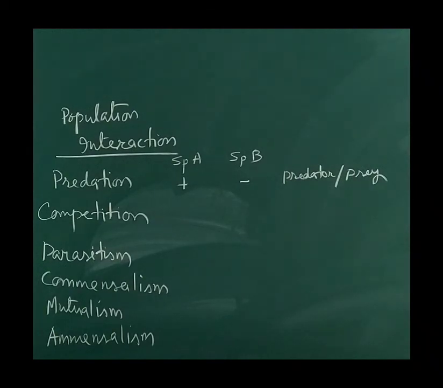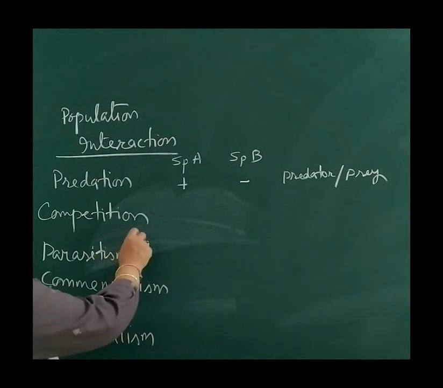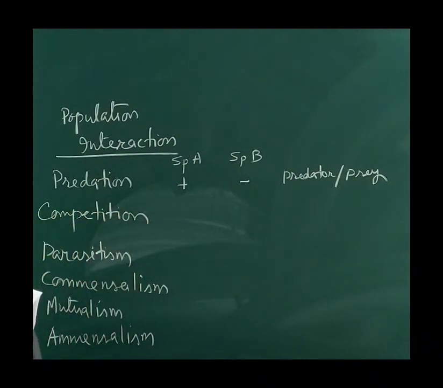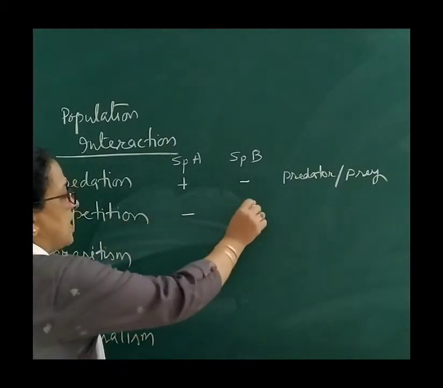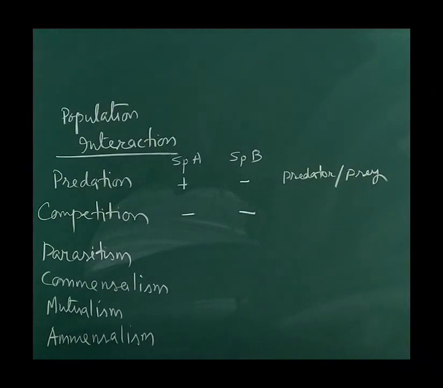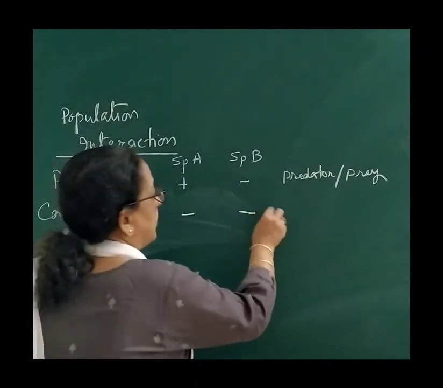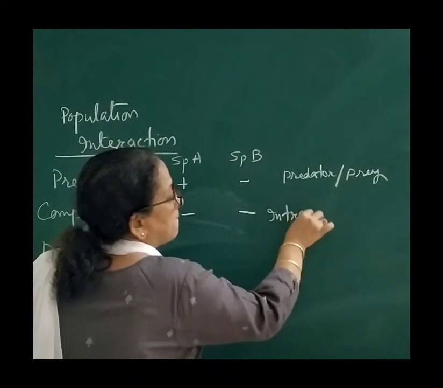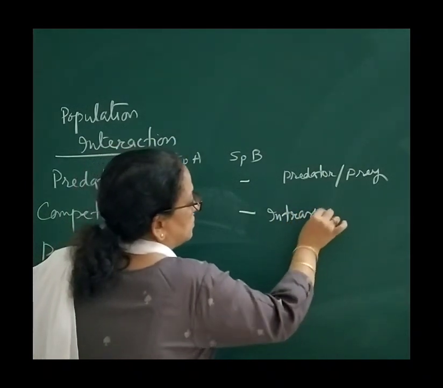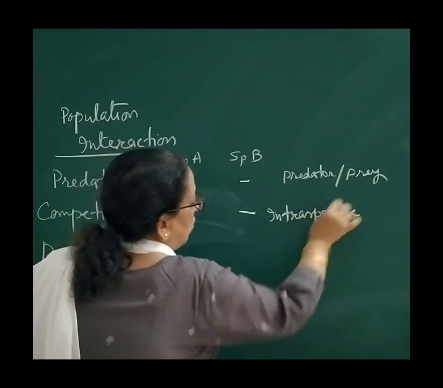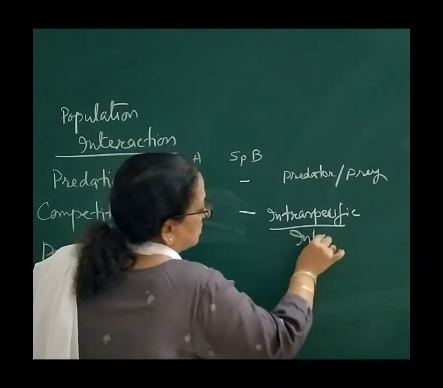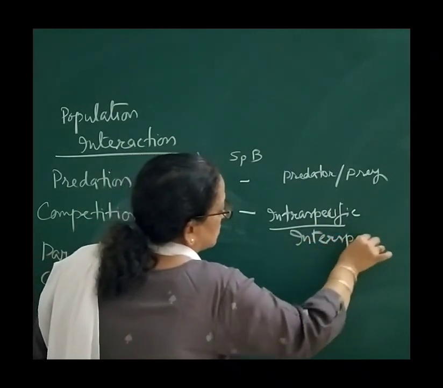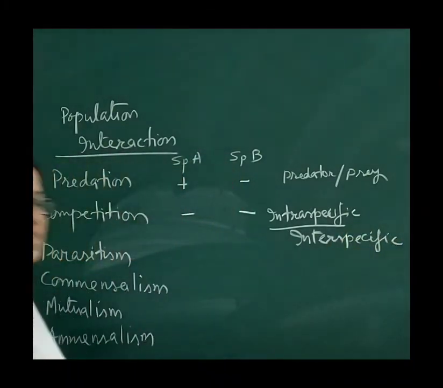The next one is competition. So what is all about competition here? Now there are two species and they are competing with each other. In competition, both sides, species A as well as species B, are affected, and that can be intraspecific or interspecific competition.